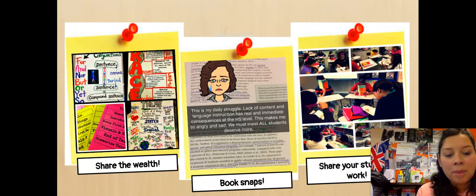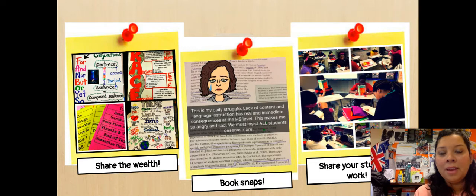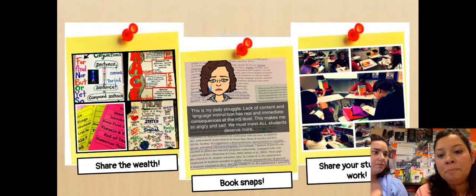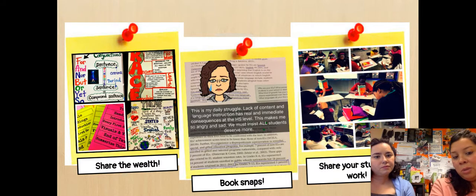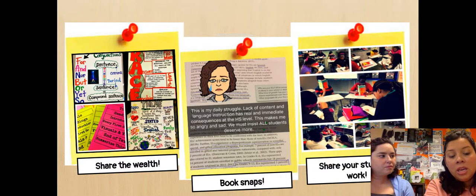If you've listened to my podcast with Carol, she's like, why do you share so much? And I share my things because we're so limited in the resources that are available to us, as well as the funding. So whatever I've done, if that can help somebody else, essentially they're helping their students. And I love that. So I share a lot of my anchor charts online. As you can see, that's the first picture of sharing the wealth. And then we have a book snap. This is one of Jess's book snaps from our recent EL Chat Book Club.